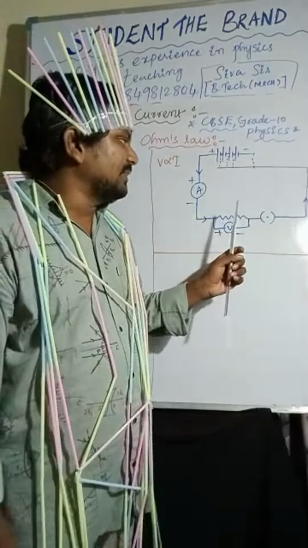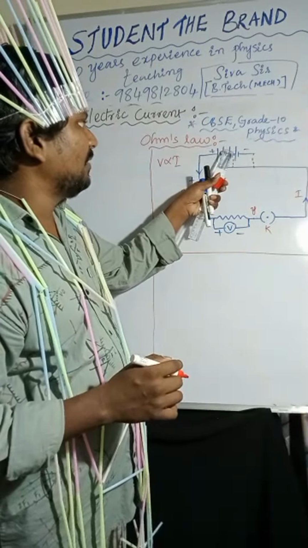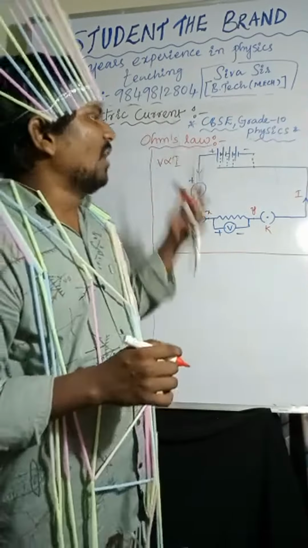So across this resistor, X and Y. This is the key, the switch. Ammeter, voltmeter, and 4 cells, 1.5 volts each. The potential difference across the ends of the given metallic conductor is directly proportional to current flowing through it.